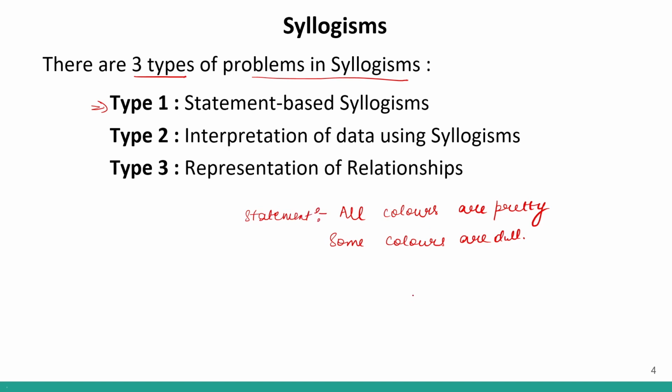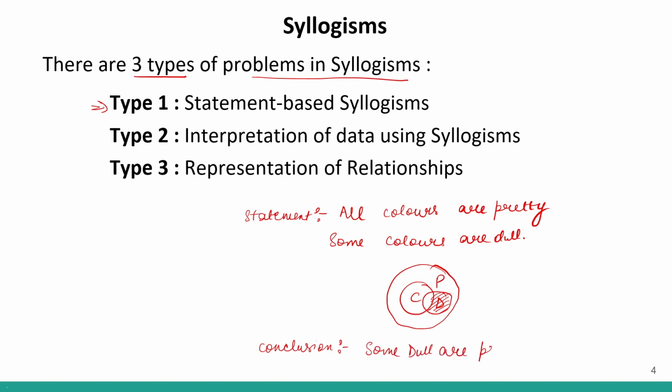Okay, so let me draw. All colors are pretty can be drawn like this, correct? And some colors are dull can be written like this. So based on this Venn diagram, I can deduce that there is overlapping between dull and pretty also. So my conclusion can be that some dull are pretty, correct? This will be my conclusion based on the Venn diagram. So this is statement-based syllogisms. We have certain statements, we have certain conclusions, and we have to tell which conclusions are true or not.